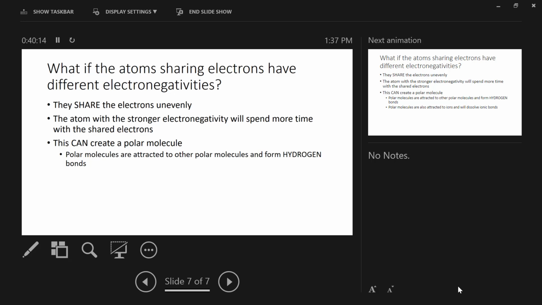Which pole on one atom is attracted to which pole on the other? What do you think? Because you know from chemistry that what types of things are attracted to each other? Opposites. So the positive pole on one molecule is attracted to what? The negative pole on another, forming these hydrogen bonds. Polar molecules are also attracted to ions and will dissolve ionic compounds, will break these ionic bonds.